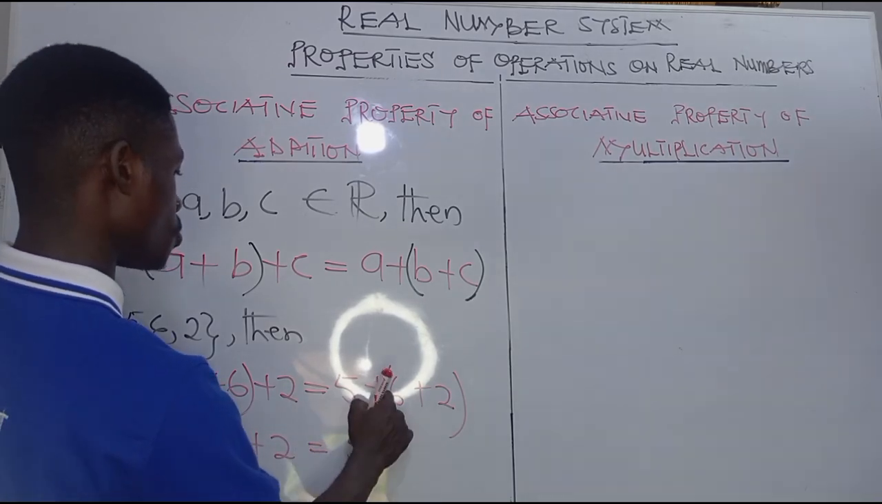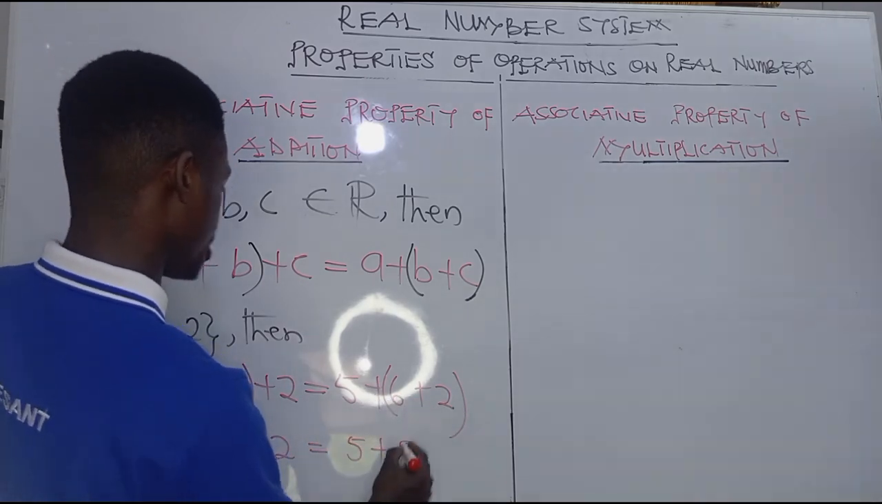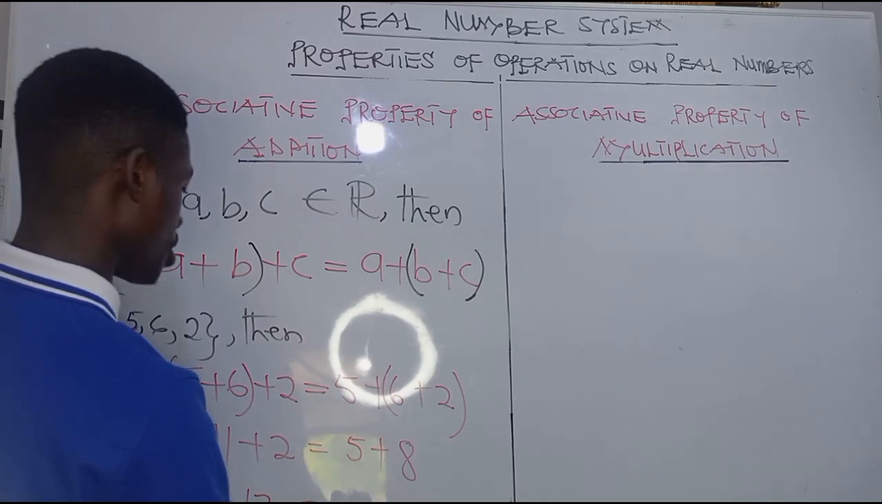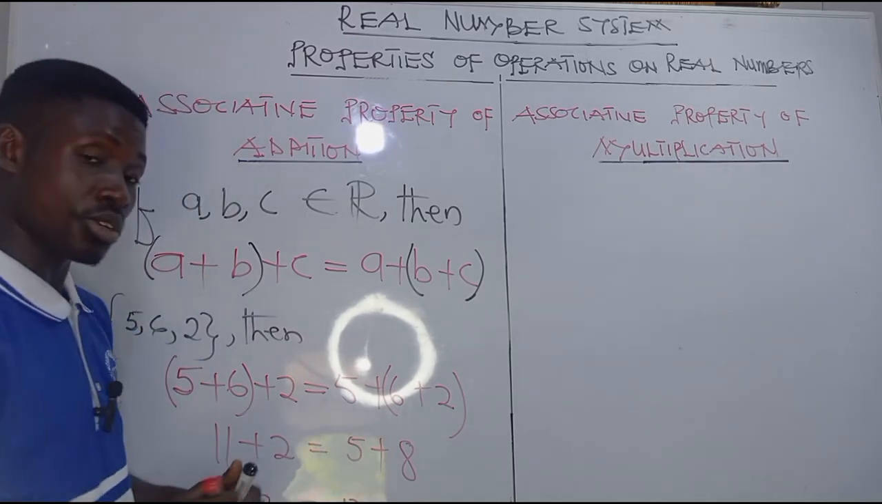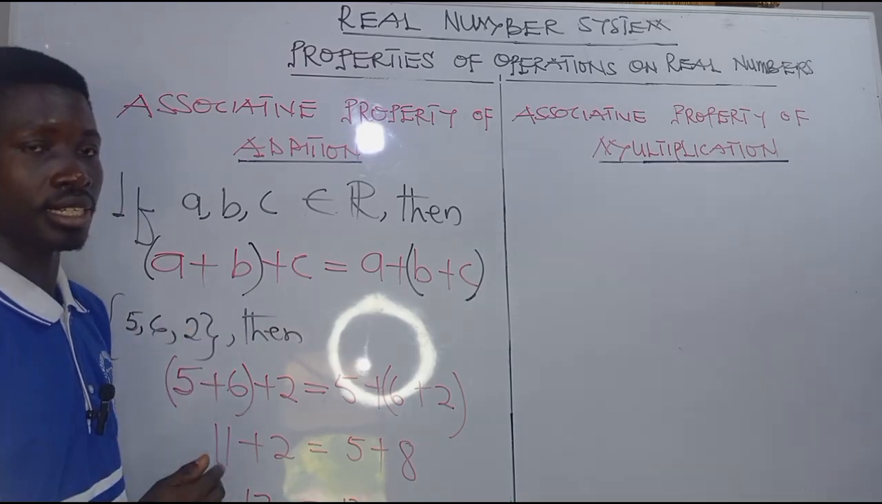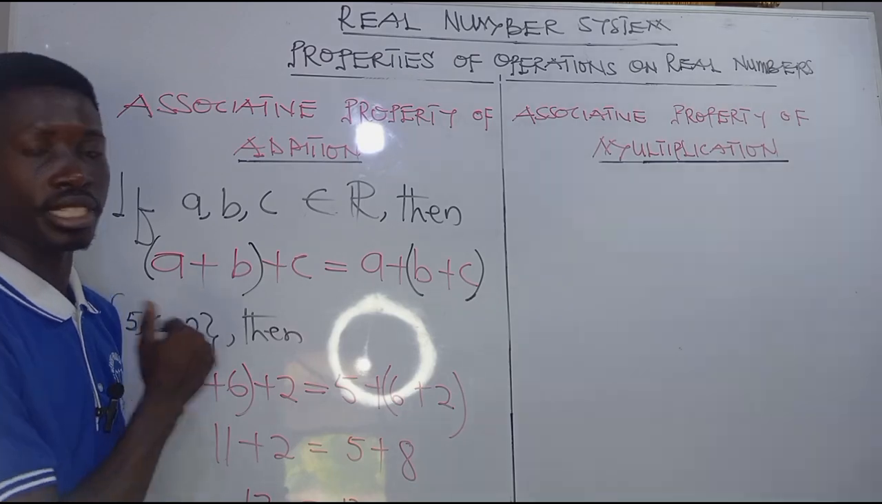We always do those within the bracket first. 6 plus 2 gives us 8. So this one will give us 13, right? And this will also give us 13. So the result on the left hand side is equal to the result on the right hand side. And this property is called the associative property of addition.